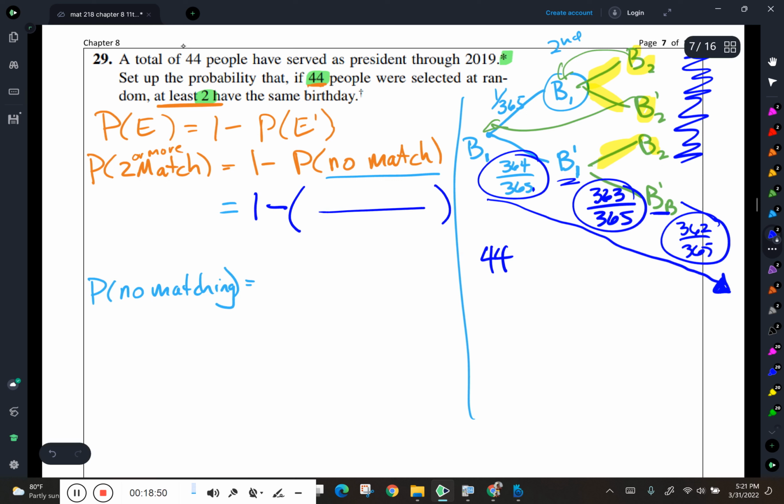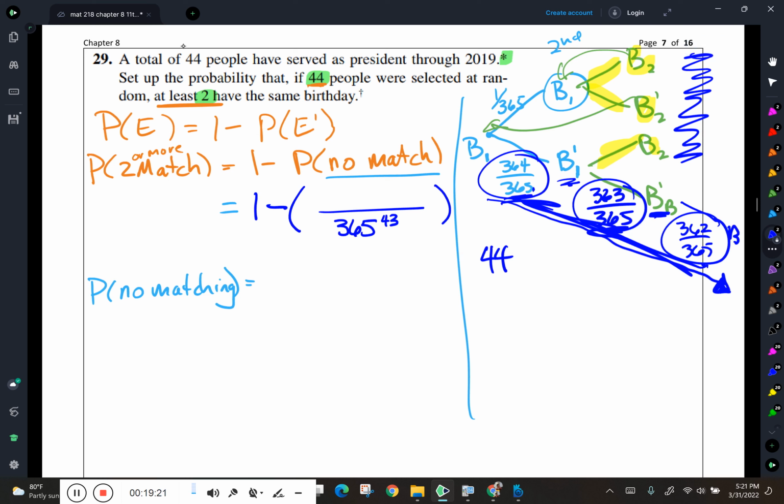So it looks like that denominator is going to be 365 every single time, and it's going to be to the 43rd. Now, where did 43 come from? Why isn't it 44 if there's 44 people in the room? Well, when there were 2 people in the room, there was 1 365. When there were 3 people in the room, there were 2 365s. For 4 people in the room, there were 3 365s. So it looks like it's always 1 less.